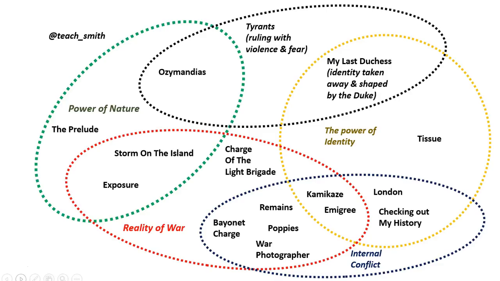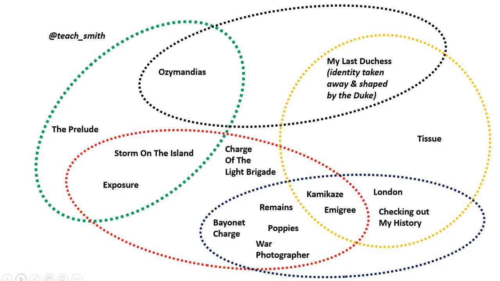So what exercises can you do to help you remember this? How can you remember this layout? Well, there's two different ways that I recommend. So firstly, take out the categories, and this is available in the resources below. Take out the categories and try and put them back in. So try and put back in tyrants, identity, internal conflict, reality of war, power of nature. Try and put that in again until you can do that confidently.